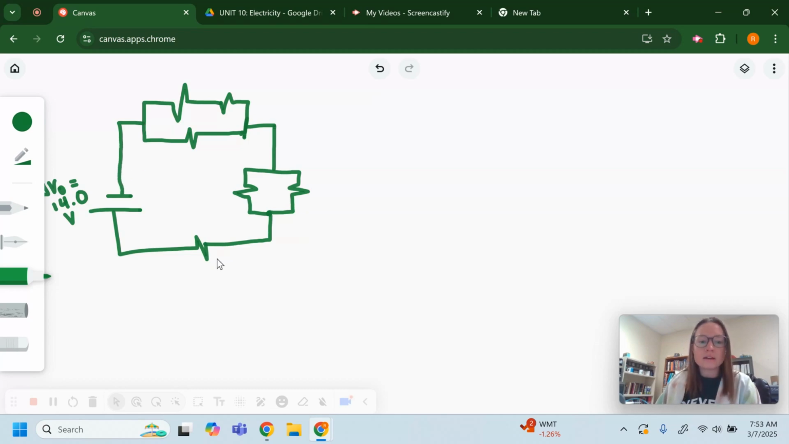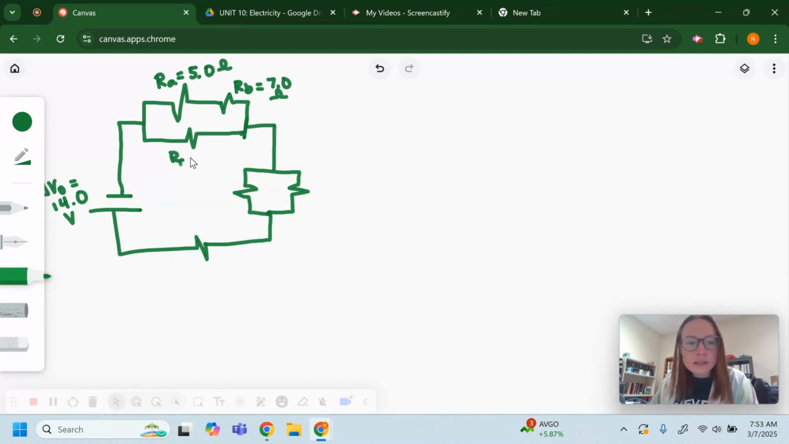We got a lot of things that are labeled on here. This is RA up here. RA, it says, is 5.0 ohms. This is RB right here. This resistor is 7.0 ohms. This is RC right here. It is 4.0 ohms. This is RD right here. RD is equal to 4.0 ohms.